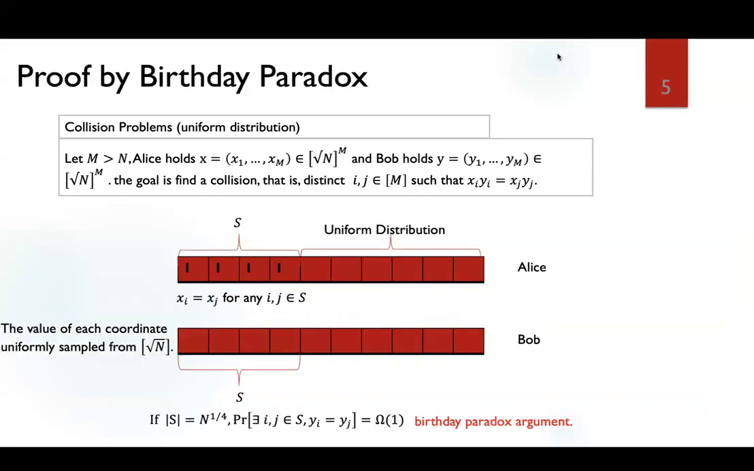In detail, let S be the set of coordinates that Alice sends. We know that for any i, j in S, xi equals xj. Moreover, since Bob's inputs are uniformly distributed, if the size of S is n to the 1/4 power, then by the birthday paradox argument, there are i and j in S such that yi equals yj with constant probability.